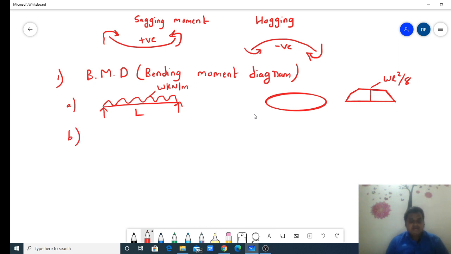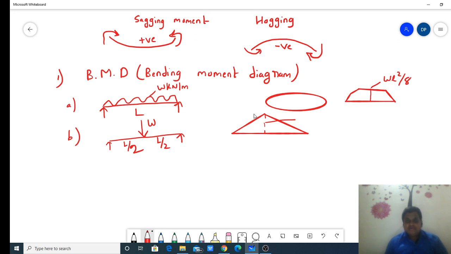And if I am considering the same span, this is the same point load. If here it is W, and it is L by 2 and here it is L by 2, then the nature of the diagram, you know that it will be a triangle. And if a triangle is there, this value will be WL upon 4.